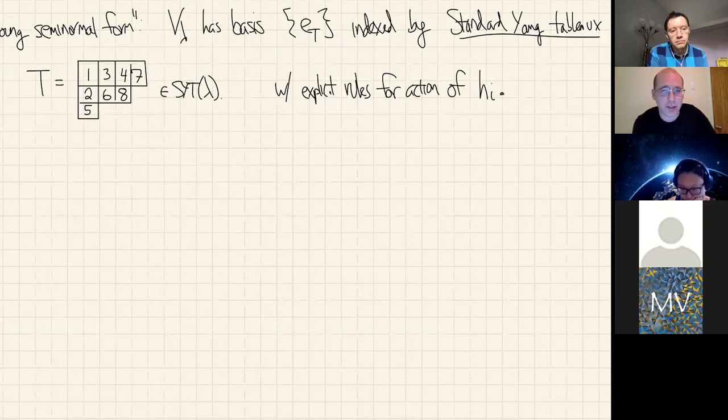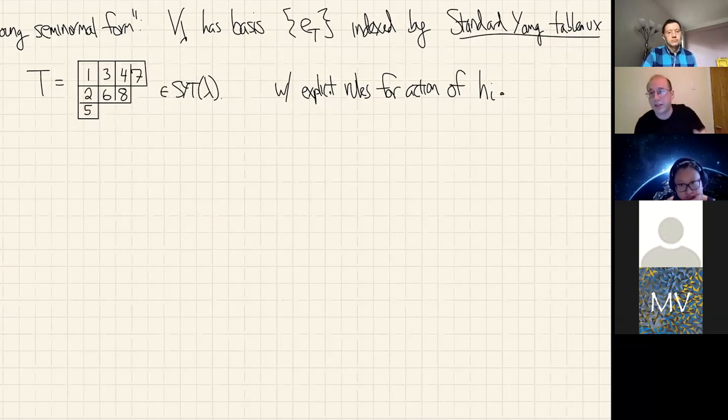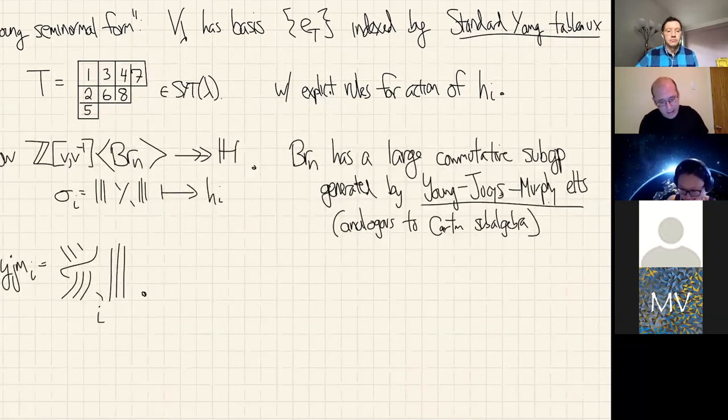Here is the second construction. It's called Young semi-normal form. And basically it pins down a particular basis of this representation indexed by standard Young tableaux. A standard Young tableau is a way to put numbers in the boxes such that they always increase when you go to the right and increase when you go down. So here's an example of a standard Young tableau of shape lambda. And there are explicit rules then. So you pick this basis indexed by tableaux, and then there are rules for how each of the generators act on it. But what's great about this basis is that it's an eigenbasis.